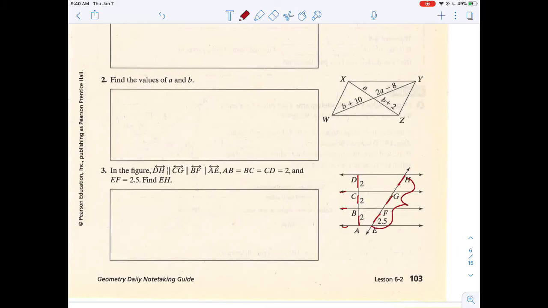Okay, so go ahead, try those. When you get done, watch the check for understanding video so that you can check your answers and make sure you got the right thing, or figure out how to do the problem if you weren't sure.